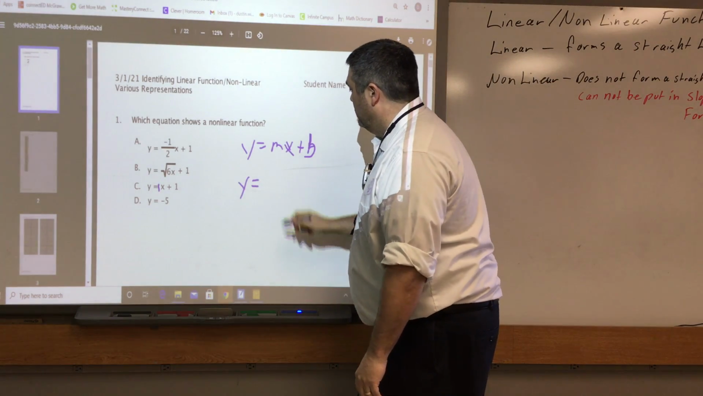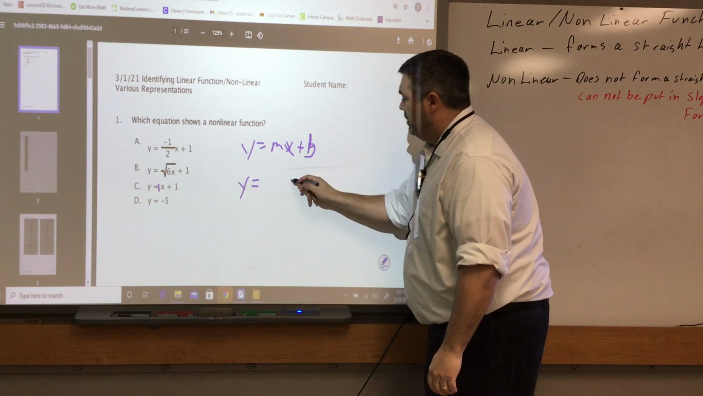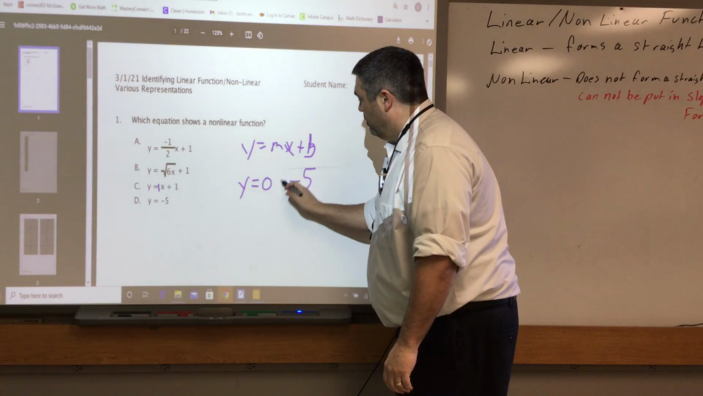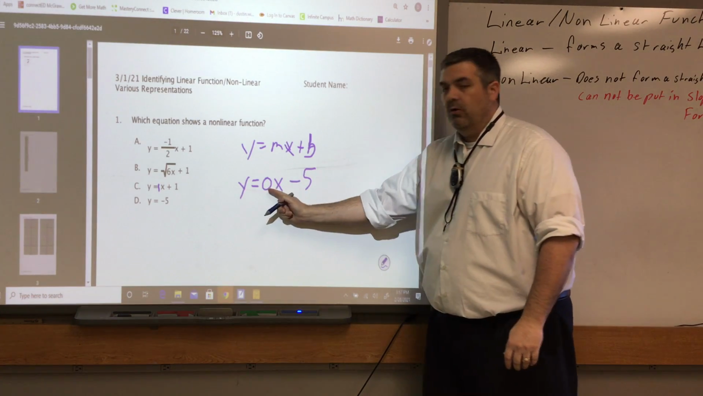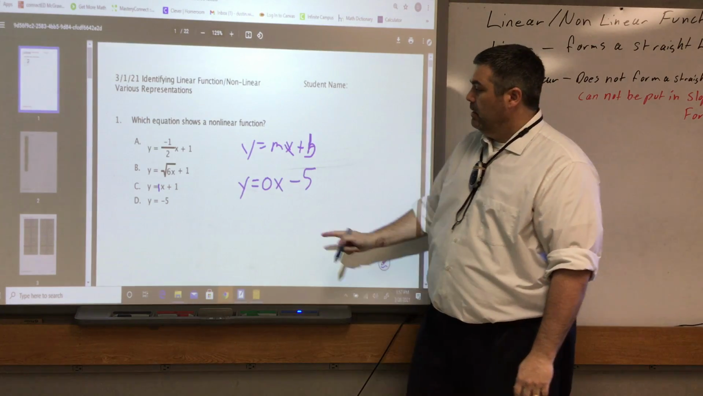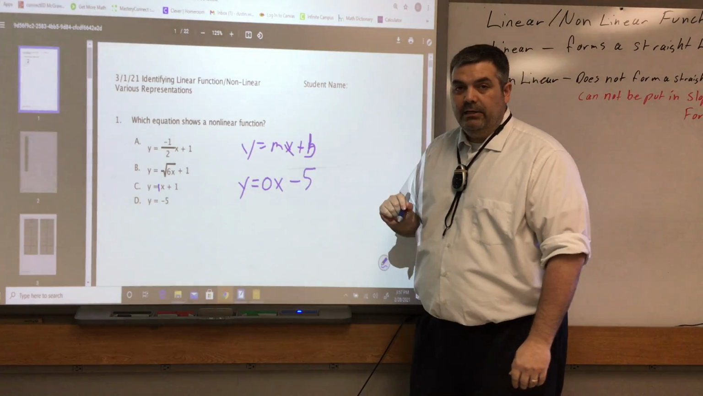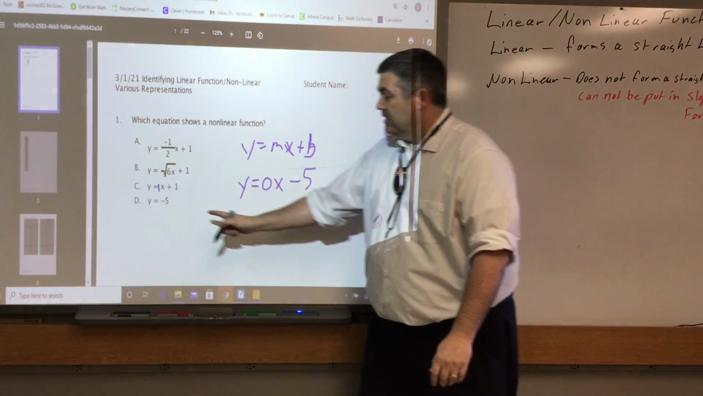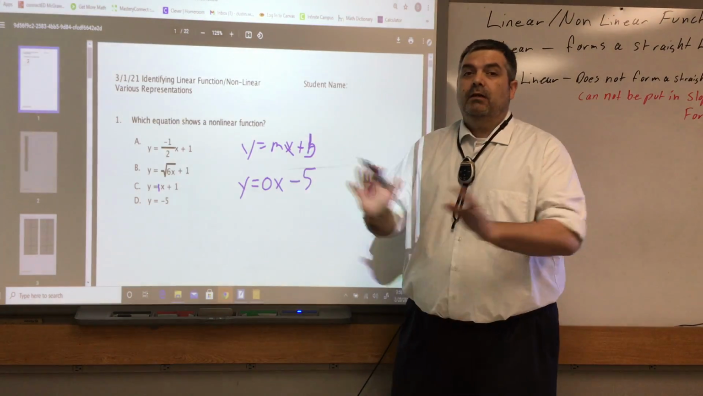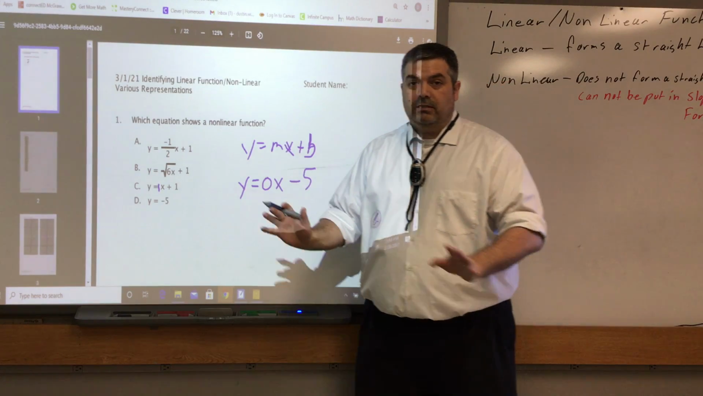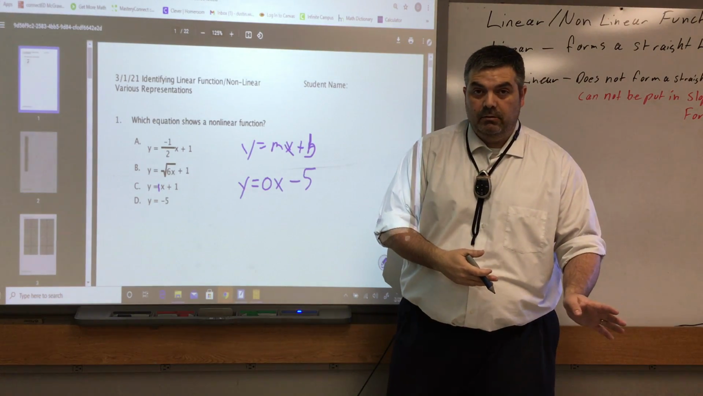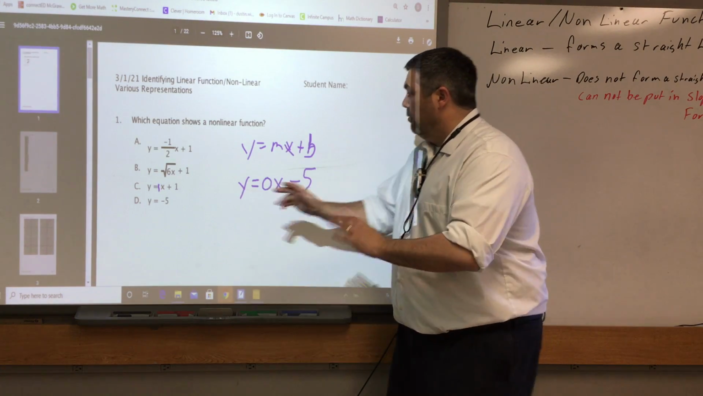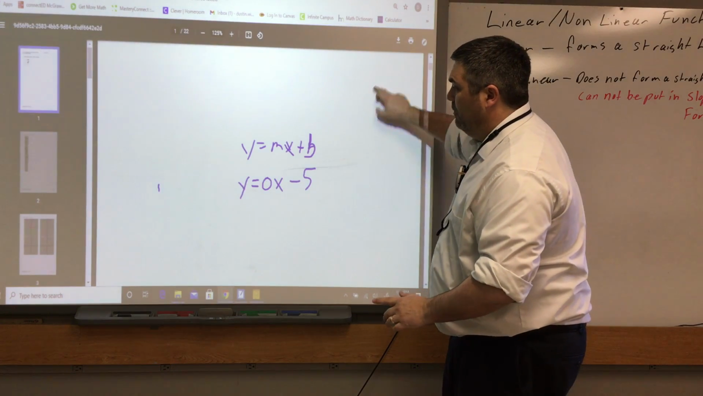y equals, the negative 5 is our b. Negative 5, and you could write mx as 0x. This has a 0 slope. Okay? This is linear. It's a horizontal line. Now, if this had been x equals negative 5, then we've got a different discussion. It's linear, but it's not a function. Okay, so watch that. Watch what's going on here. Okay, so we're going to move on into a different one.